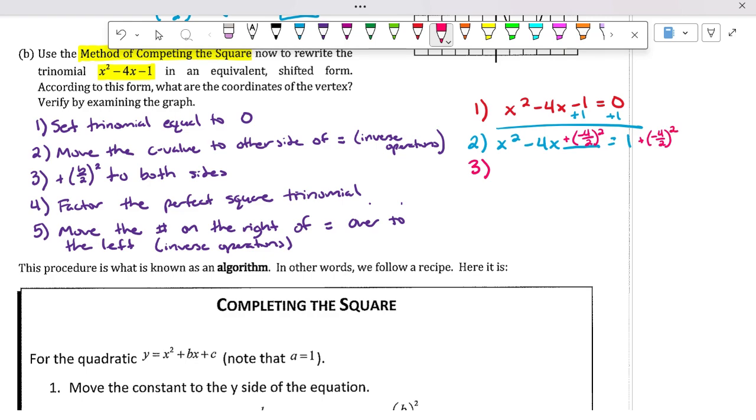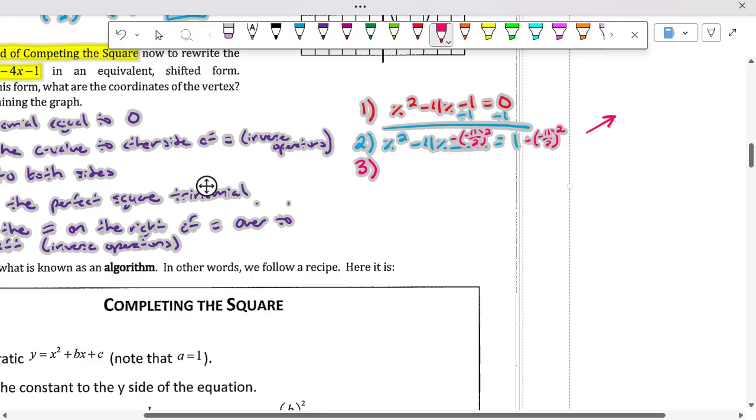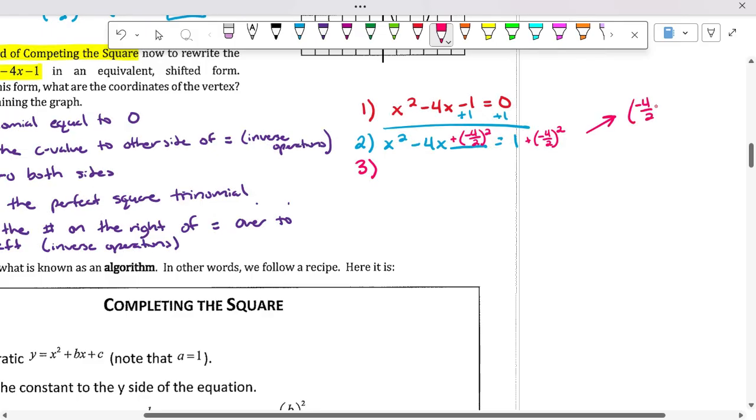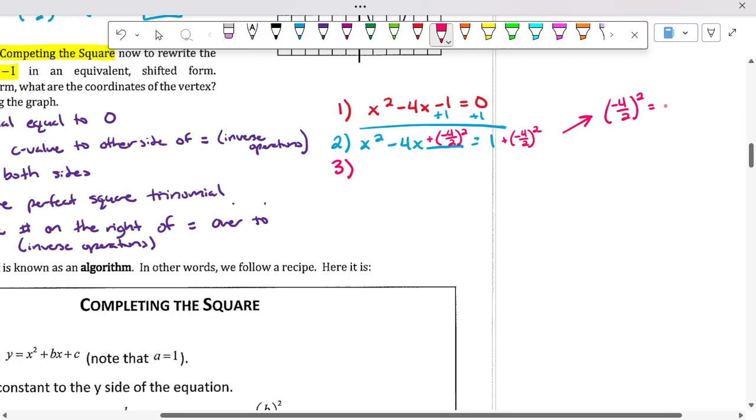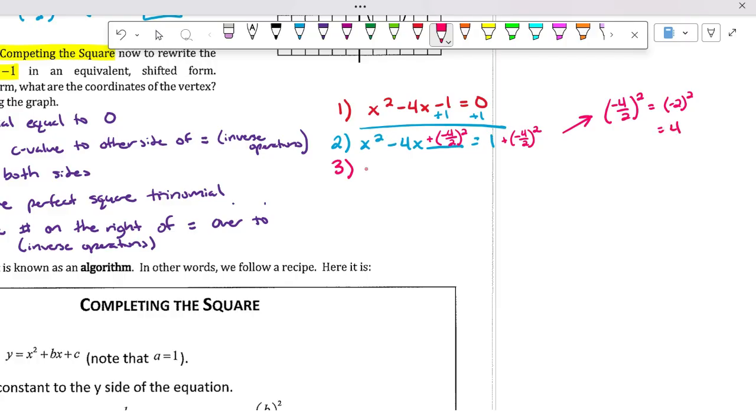Now, off to the side here, negative 4 over 2 squared. What's negative 4 divided by 2? Guys, I know it's time change, but give me something. Come on. Negative 2. What if you square it? 4. So this would be x squared minus 4x plus 4 is equal to 1 plus 4. And then what's 1 plus 4? 5. So this is x squared minus 4x plus 4 is equal to 5.